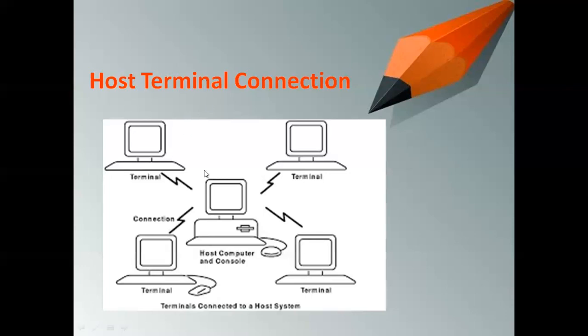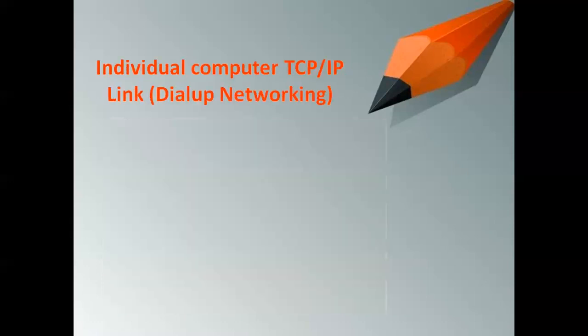So this is the host computer which is connected to the internet. With the help of this, the host is serving the terminals, and we can access the internet through the terminal with the help of the host. It is good for text types of files. I hope you understood this host terminal connection. It is an indirect connection. Next, individual dial-up.